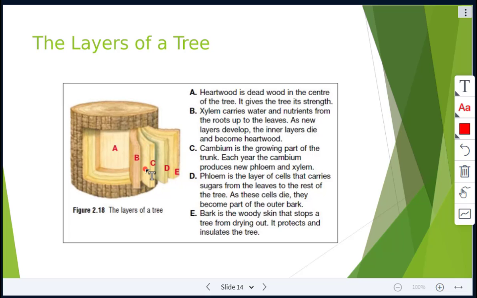C is the cambium. It's the growing part of the trunk. Each year, it'll produce new phloem and xylem. Part D here is the phloem. That's the layer that carries the sugars from the leaves to the rest of the tree. And as those cells die, they become part of the outer bark. And E is the outer bark, the woody skin. That stops the tree from drying out. It protects and insulates the tree.